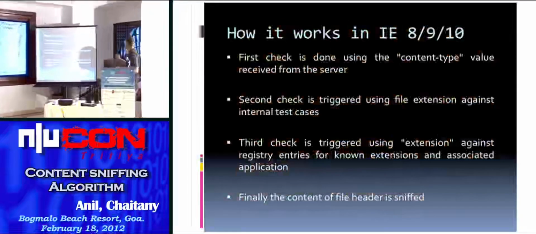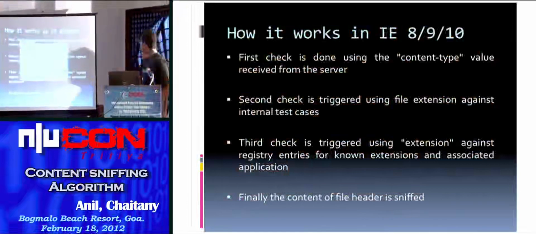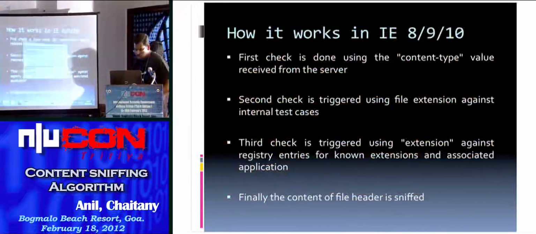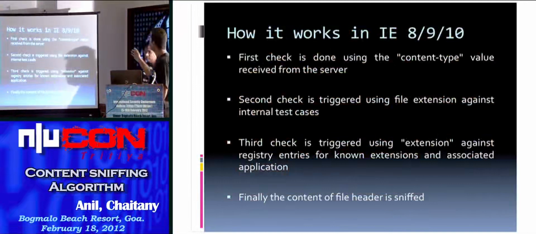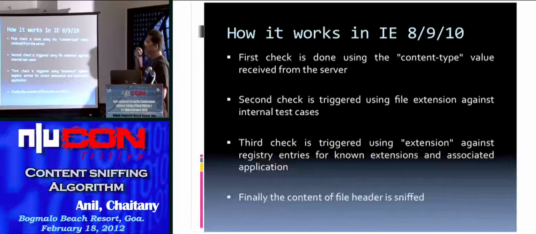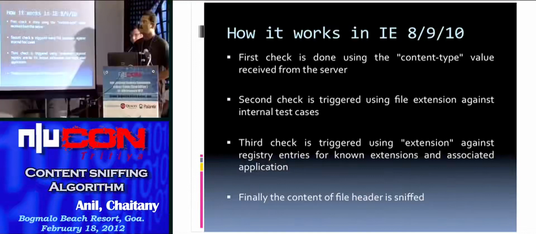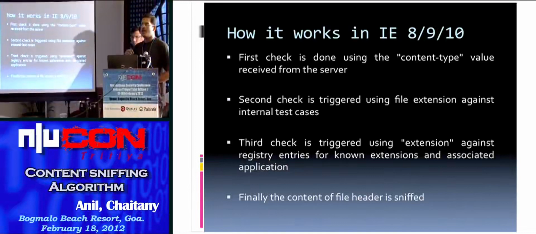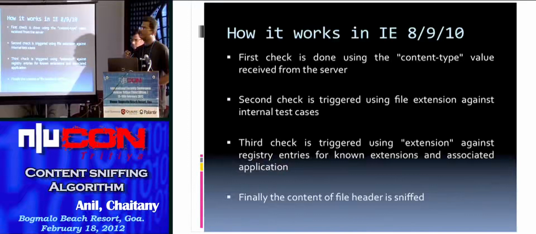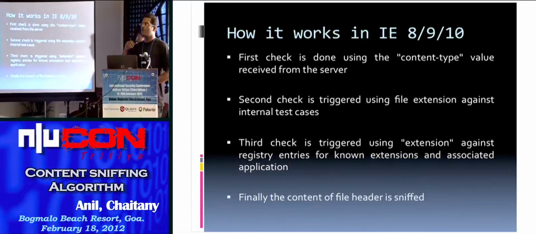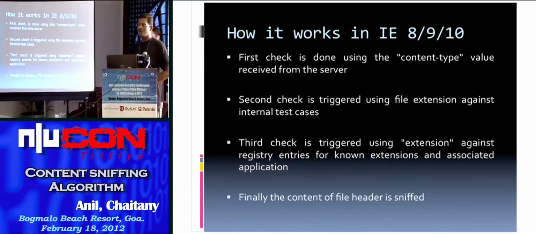Okay, so let's start with the algorithm. First, the server will send the content type. What they changed in IE8, 9, and 10 is that in IE6 and 7 the algorithm did not depend on the content type sent by the server, and it tried to use its own algorithm to find out which kind of file it is.